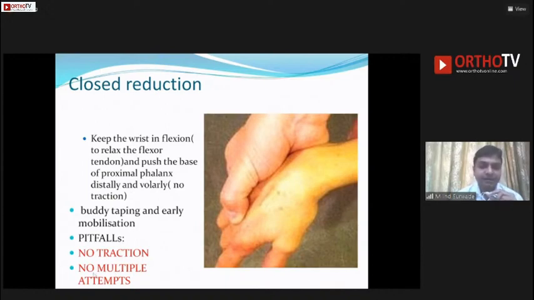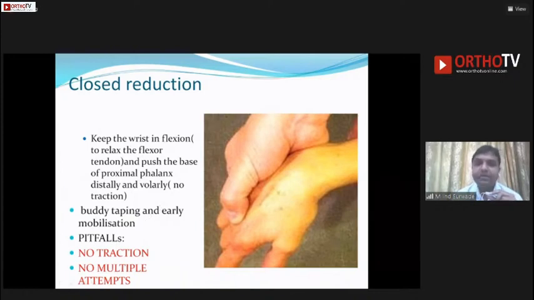Another pitfall is having multiple attempts of reduction. You have to avoid that, because if you are doing repeated attempts, that is going to cause damage to the metacarpal head, avascular necrosis, and probably later osteoarthritic changes. And in the pediatric population, you may get physeal arrest. So once the reduction is achieved, if it is a simple dislocation, you can go ahead with buddy taping and early mobilization.